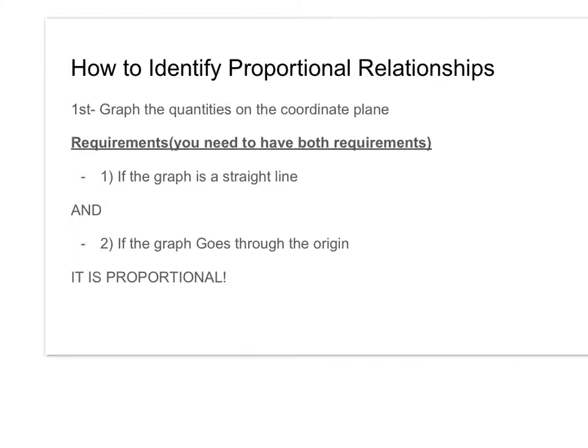First, the graph has to be a straight line. And second, the graph needs to go through the origin. If you do not remember, the origin is the point 0, 0, so right in the center of the graph. So if it has a straight line and goes to the origin, then it's proportional. If it only has one, it's not proportional. So you need to have both requirements. So make sure you keep that in mind.